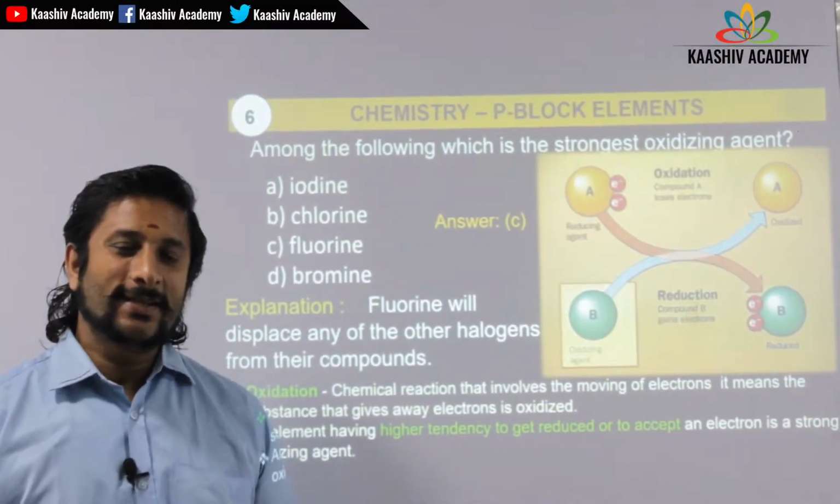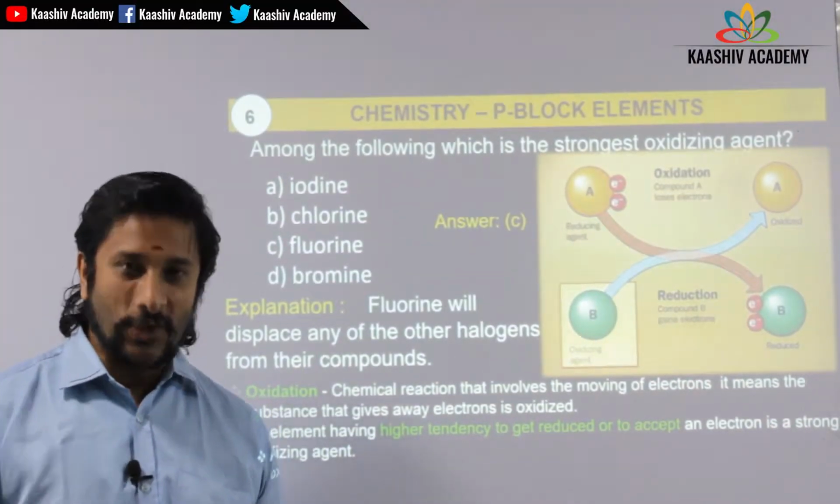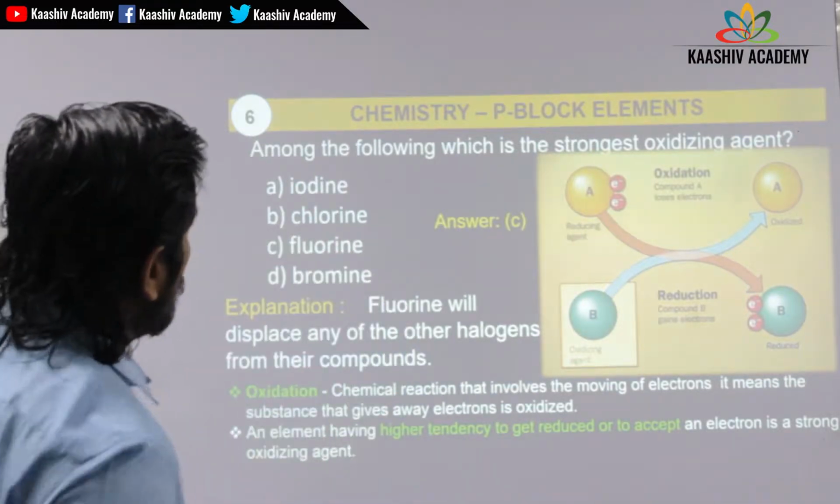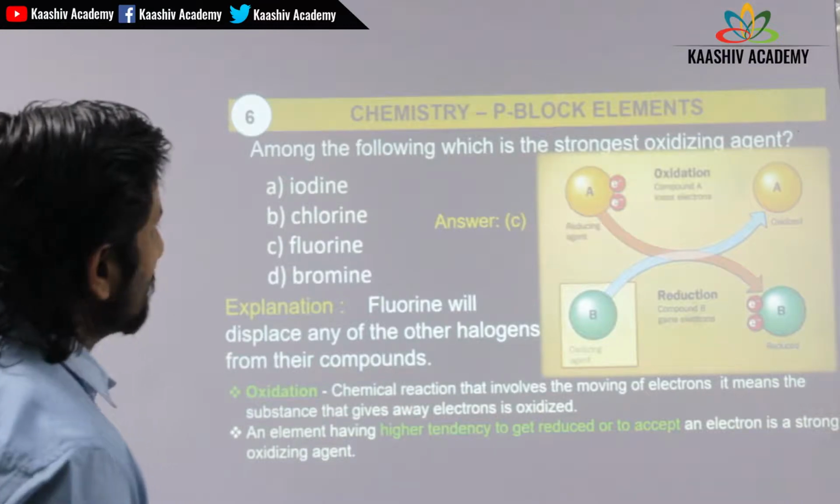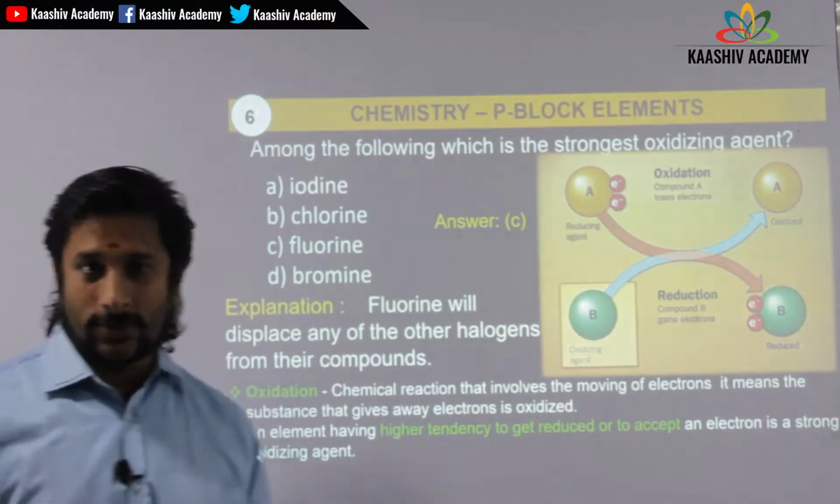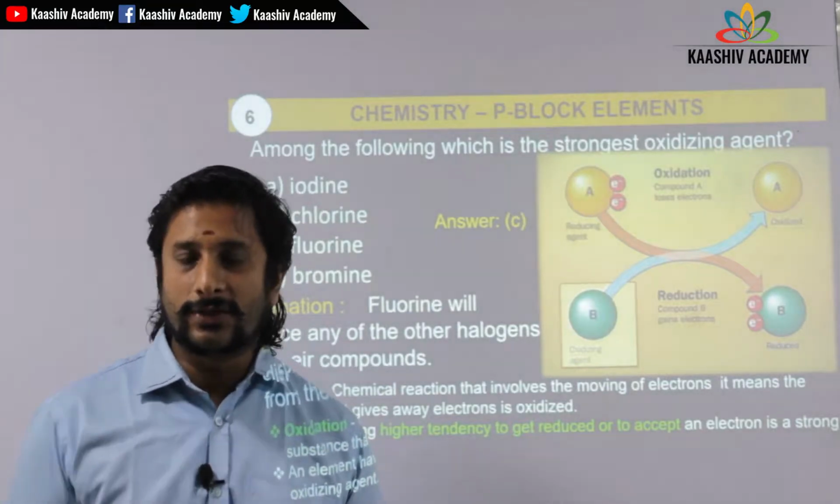Hello. So let's talk about a very different area, that's oxidation reduction. So this is the question: among the following, which is a strong oxidizing agent? Before moving on to the question, let's talk about the concepts of oxidation reduction.